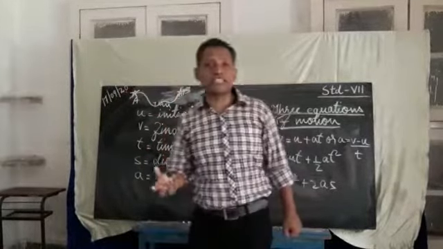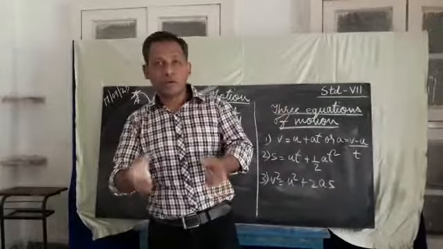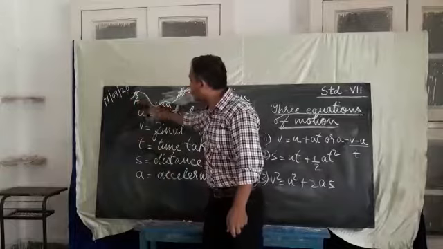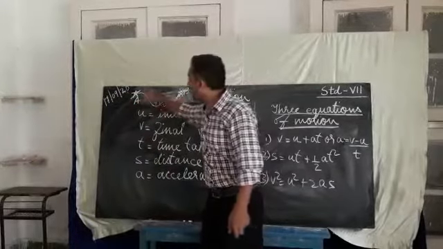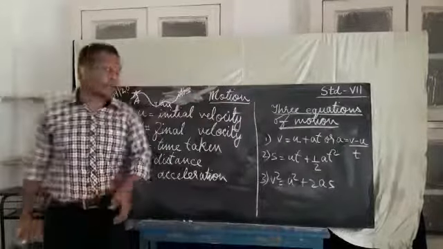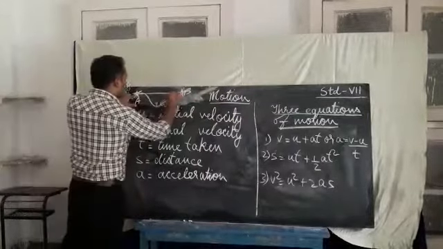You should understand what is initial. Initial means starting position. Final means end position. So what is distance? Distance is the length of path covered by a body from initial position to the final position. What is displacement? Suppose I draw a straight line joining A and B.